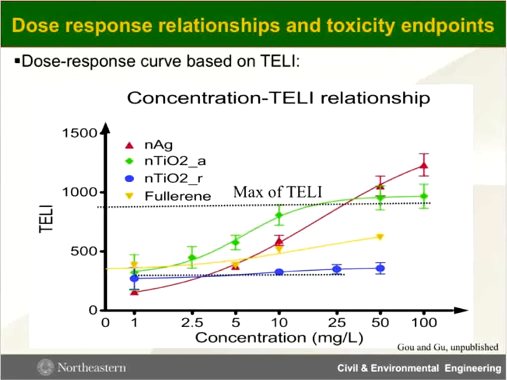So with that, I translated that information into a traditional toxicology type of dose response curve. Now my x-axis is the dosing concentration, and the y-axis is the tally number.